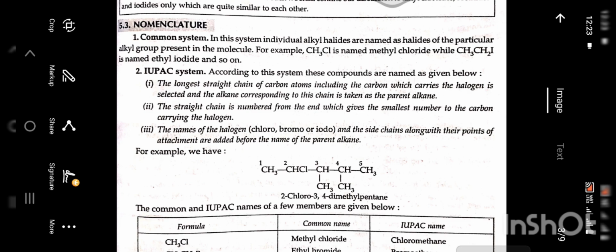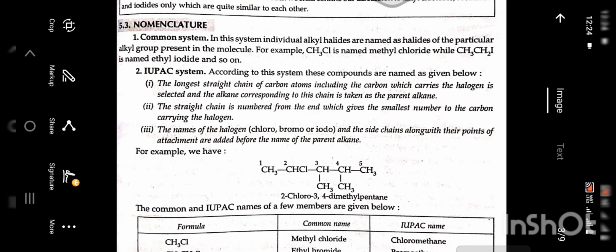Nomenclature. Common system. In this system, individual alkyl halides are named as halides of the particular alkyl group present in the molecule. For example, CH3Cl is named methyl chloride, while CH3CH2I is named ethyl iodide, and so on. IUPAC system. According to this system, these compounds are named as given below.